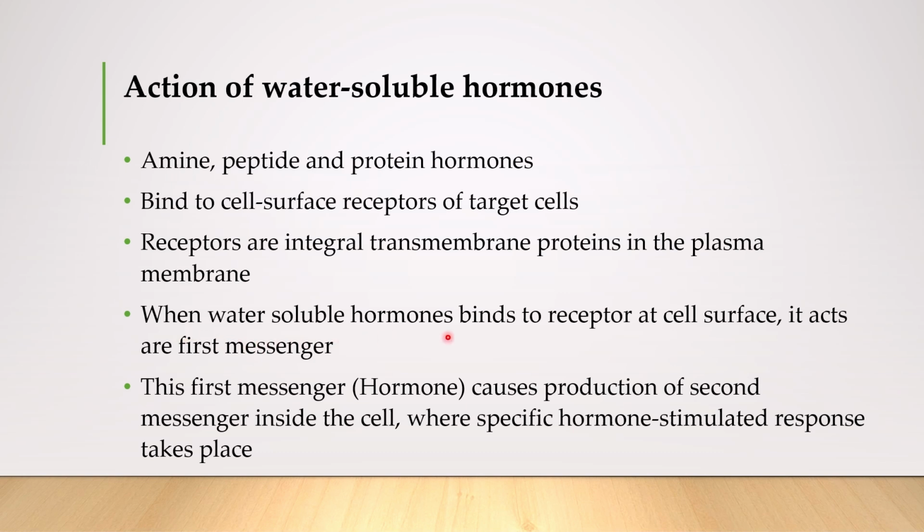When water-soluble hormones bind to a receptor at the cell surface, they act as the first messenger. So water-soluble hormones are the first messenger. This first messenger causes production of a second messenger inside the cell. Examples of second messengers are cyclic AMP, cyclic GMP, or diacylglycerol, where the specific hormone-stimulated response takes place inside the cell. You can also say that an intracellular signaling cascade occurs.